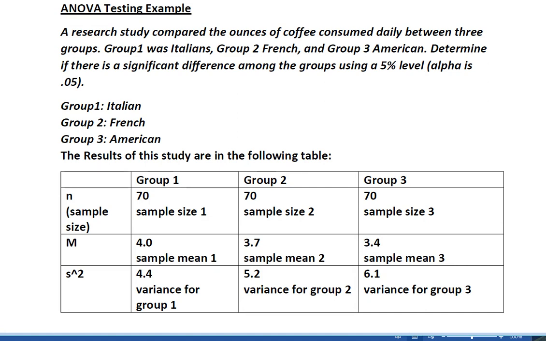This video is an example of a full one-way ANOVA test. We're going to run the entire test by hand, use the F-table to get the critical values, and come up with a conclusion. At the very end, we'll also take a quick look at how we might run a test like this using Excel.